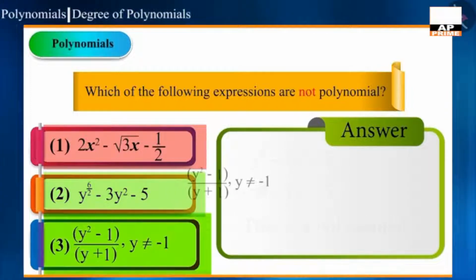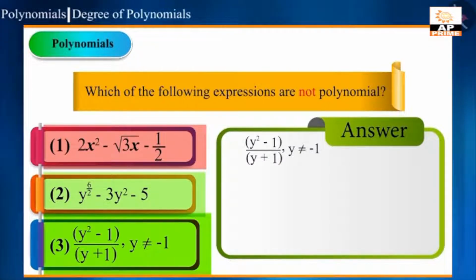Now we have the third option. y square minus 1 by y plus 1, where y is not equal to minus 1. Friends, on seeing y plus 1 in the denominator, straight away, do not say that it is not a polynomial, but try to simplify it.